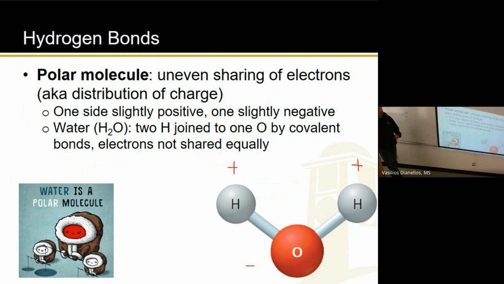So any questions so far? We're still going to talk about hydrogen bonds, but any questions about how polar molecules work and why they're polar and why the electrons are not shared equally? All right.